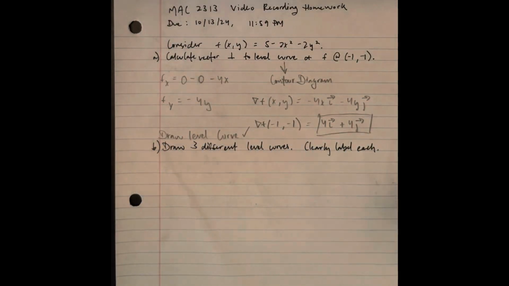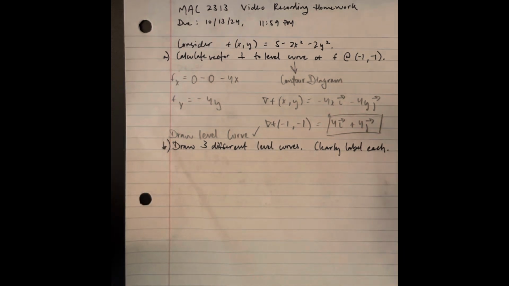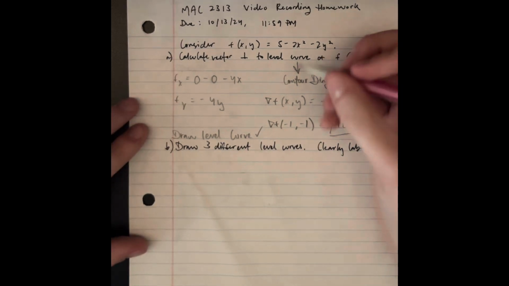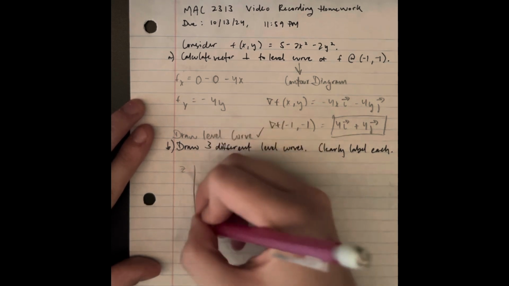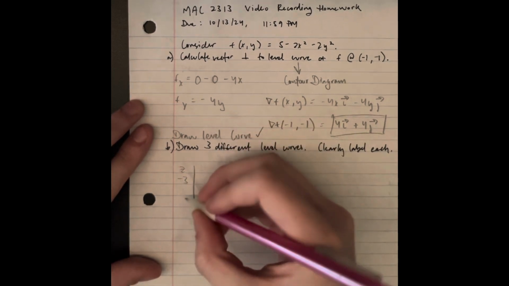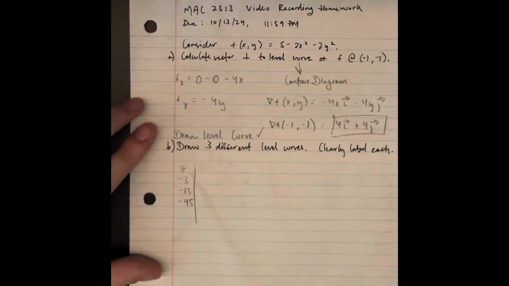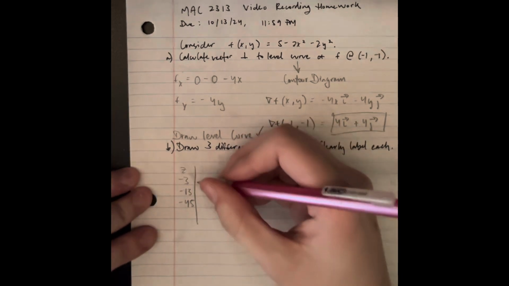All right, so now for part B, we are going to draw 3 additional level curves to the one that we already have. So we're going to draw these level curves by setting z equal to different values so that we can look at this 3 variable function in 2 dimensions rather than 3 dimensions. So I am going to set z at values of negative 3, negative 13, and negative 45, and I chose these numbers so I could graph this easily with pretty radiuses.